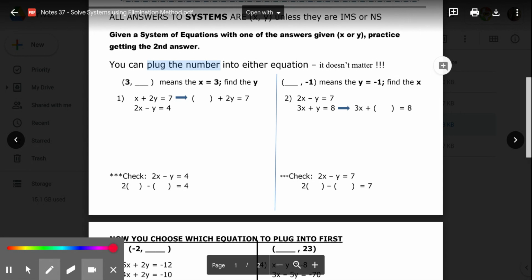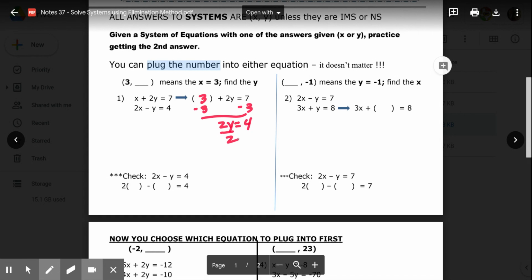So on problem 1, you can see that x is 3, and I'm just going to use this first equation. So we're going to make this a 3 right there. And then it's just a 2-step equation where we subtract 3 from both sides. So 2y equals 4, divide both sides by 2, and y is equal to 2. So that's there.